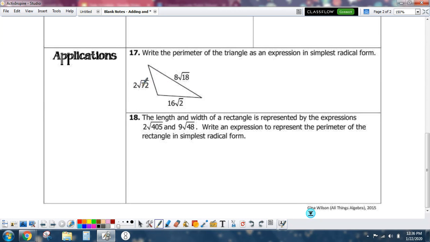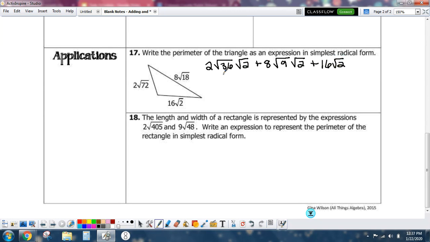So it'd be 2 square roots of 72 plus 8 square roots of 18 plus 16 square roots of 2. However, I'm going to go ahead and skip a step, and I'm going to start to simplify this before I even write it over here. So I know that for the square root of 72, the square roots that go into that are 36 and 2. All right, and then plus for the 8 square roots of 18, I know the biggest one that goes into that is 9, and that's also 2. And then 16 square roots of 2, that's it.